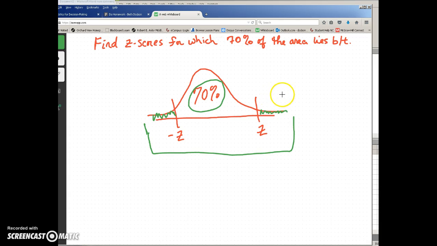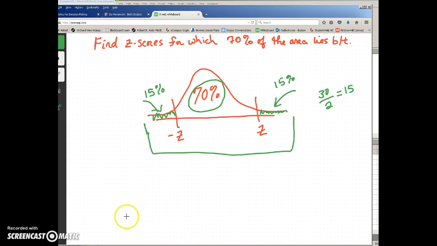So if I've got 30% in these tails, all total, just a little bit of arithmetic tells me I've got 15% in each tail, right? So we can do that in our head, right? 30 divided by 2 gives me 15. So we know that we have 15% in each tail. So what we want to do is figure out what z-score is going to mark off 15%.